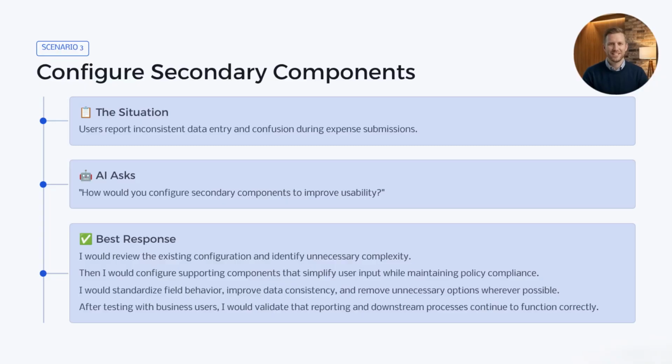Scenario 3. Configure secondary components. Users report inconsistent data entry and confusion during expense submissions. AI Examiner. How would you configure secondary components to improve usability? Best response. I would review the existing configuration and identify unnecessary complexity. Then I would configure supporting components that simplify user input while maintaining policy compliance. I would standardize field behavior, improve data consistency, and remove unnecessary options wherever possible. After testing with business users, I would validate that reporting and downstream processes continue to function correctly.